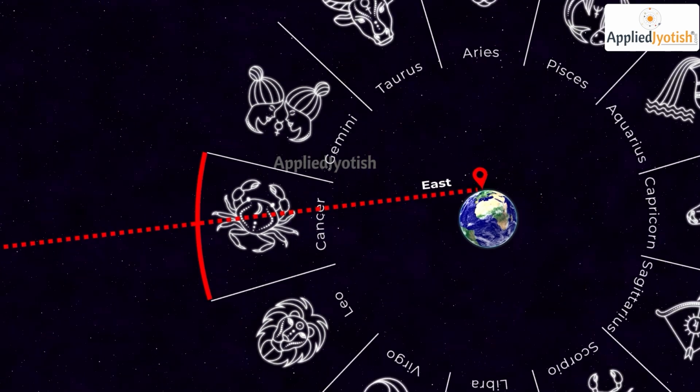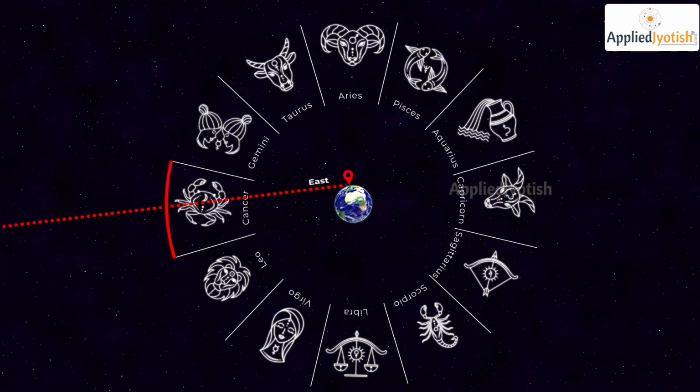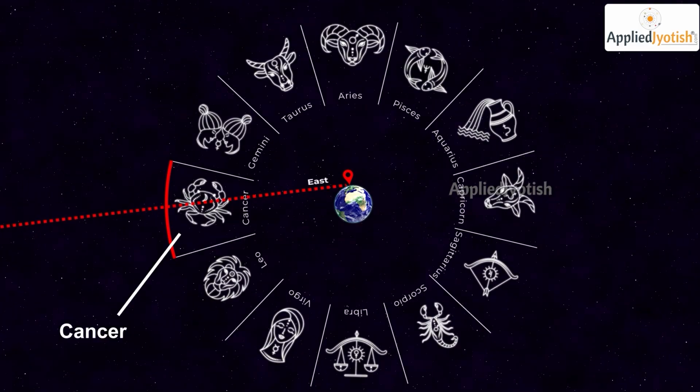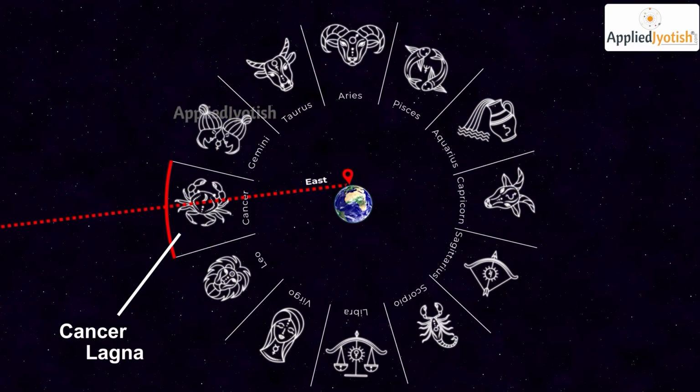For example, if at the time of birth the Cancer sign is rising on the eastern horizon, then the child's Lagna or rising sign will be Cancer.